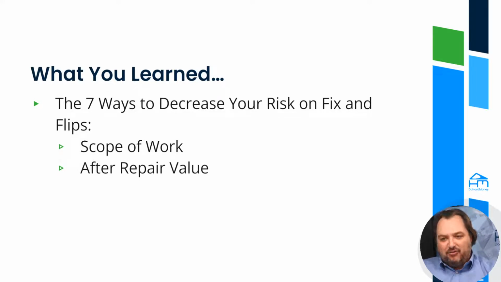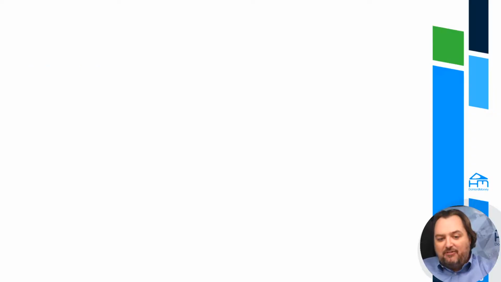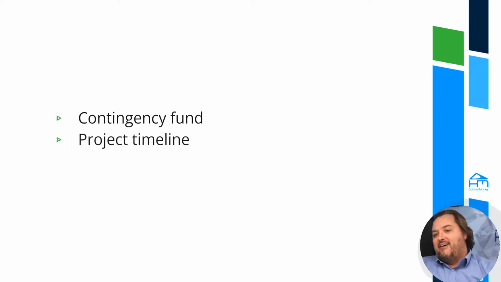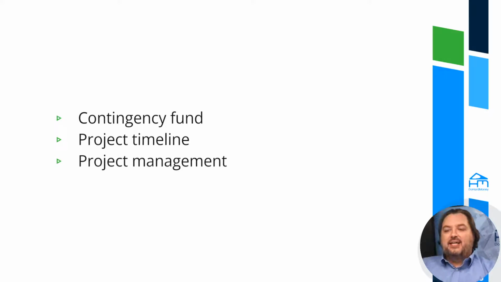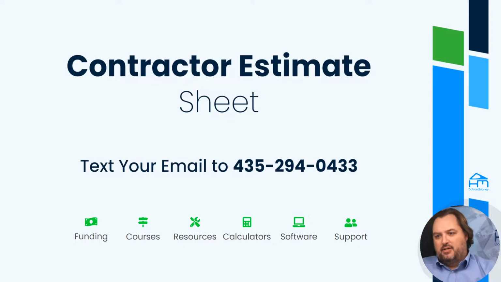Next is to really know your after repaired value. How do you determine that after repaired value? You've got to get data, you've got to do research, you've got to look at actives, you've got to look at solds. Associated costs, negotiating costs, and market changes. We've got to make sure that we're accounting for those things, that we are planning for paying buyers closing costs. Contingency fund, having money that is set aside from somewhere in case we do have cost overruns. And then we've got to have a project time frame. We've got to have a time frame that everyone is on the same page with. And then project management, we've got to aggressively manage the project. And lastly, listing with an agent at current market prices. That is going to be number 7.